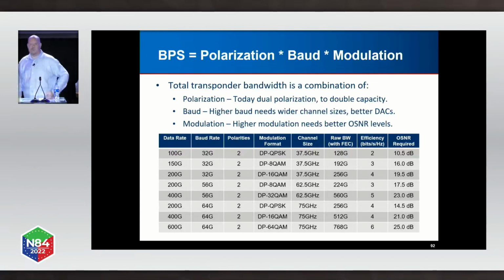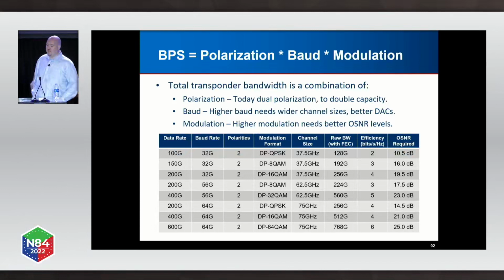As the baud rate goes up, the size of the channel, the literal width of the channel, needs to go up. You need better and more sophisticated DACs. And then the modulation is the technique that you apply to get more bits per baud. As the modulation gets more complex, you need a better quality OSNR, because if you have lower, you can't decode what the signal was intended to be.